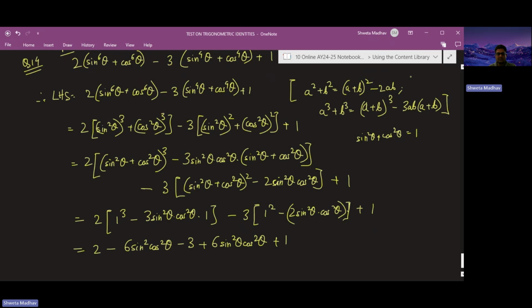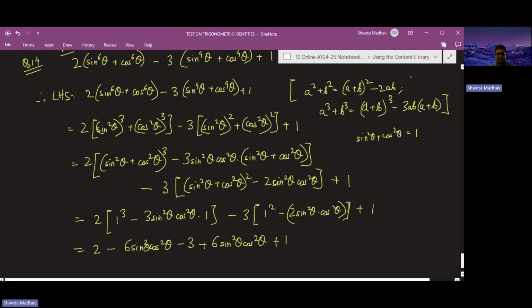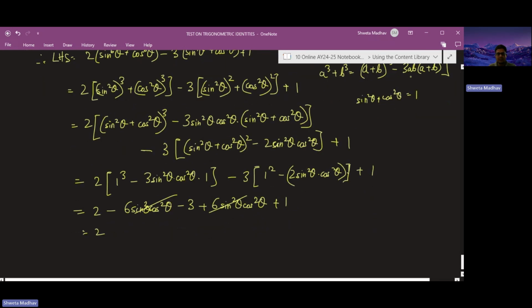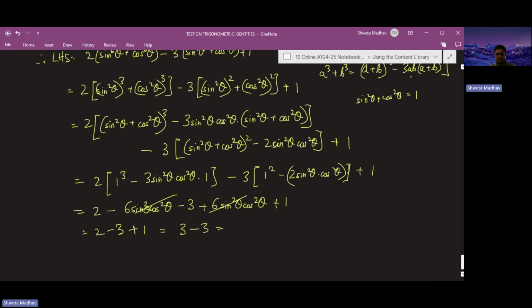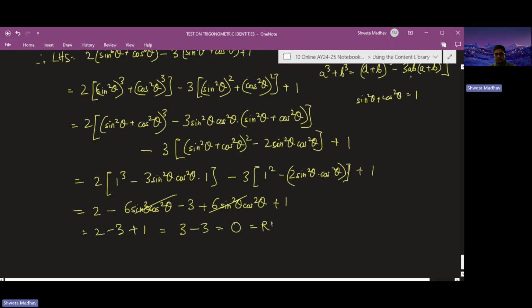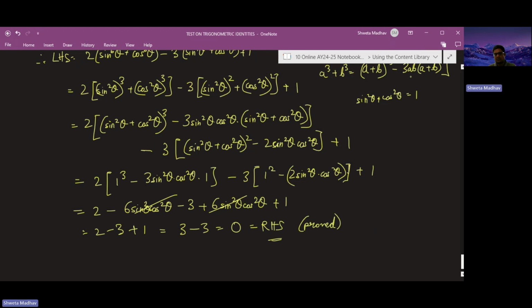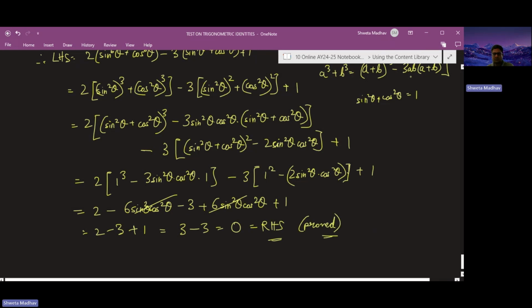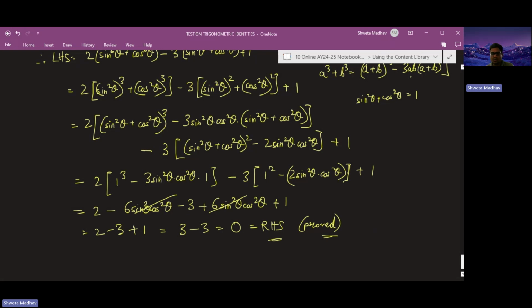So minus sine square theta cos square theta and plus sine square theta cos square theta, these two will get cancelled. And then we will have 2 minus 3 plus 1. So this is 2 plus 1, 3, 3 minus 3, that is equal to 0, which is equal to the right hand side. So hence proved. Hope all of you understood the solutions of all these questions on the trigonometric identity.